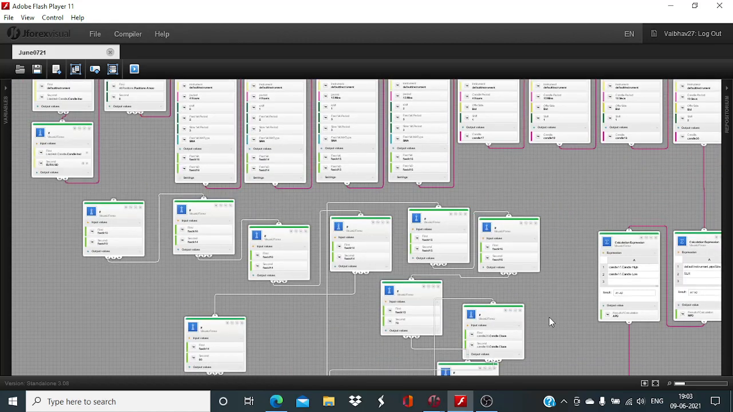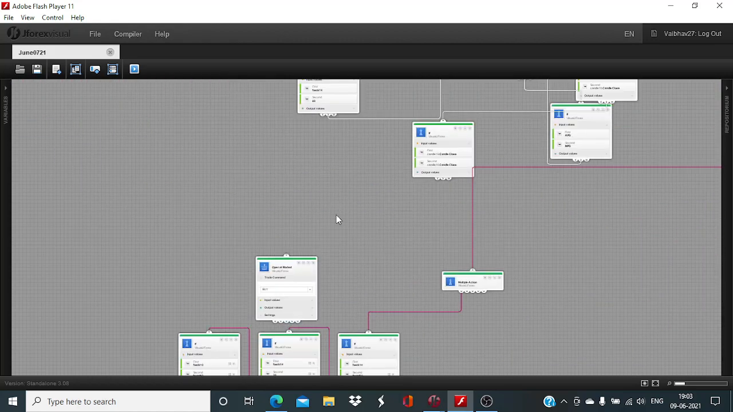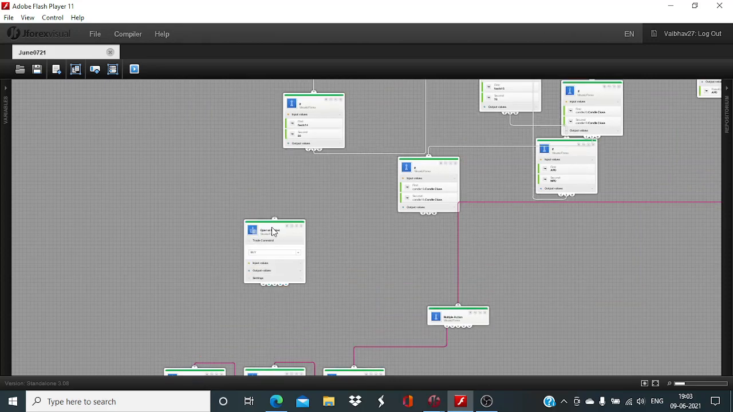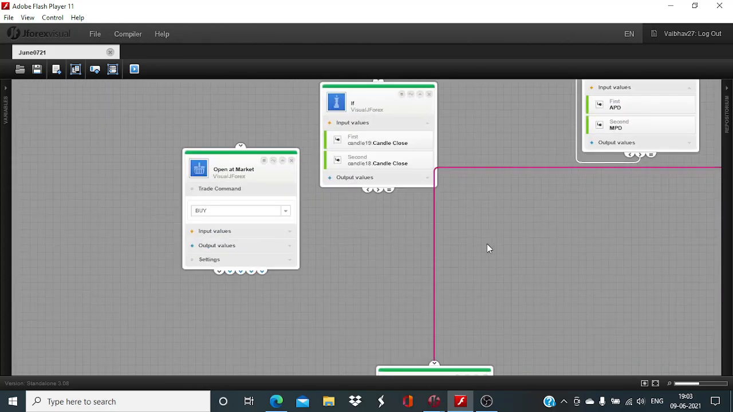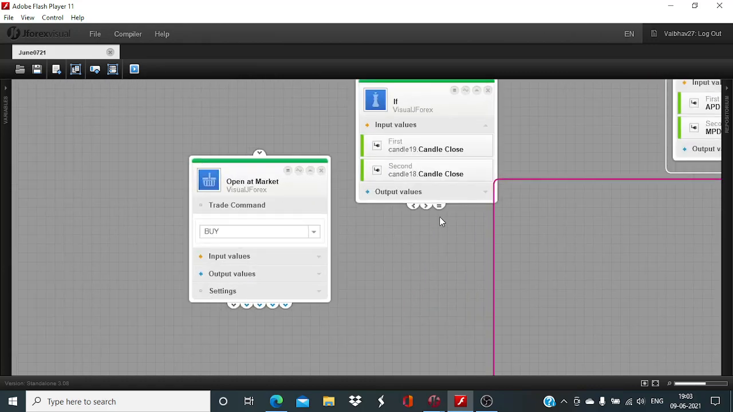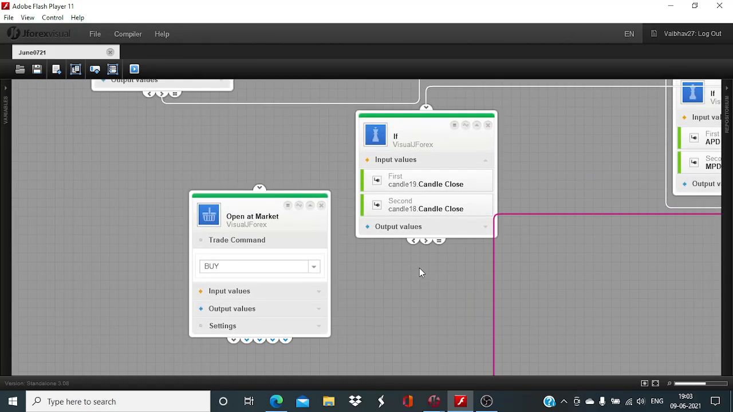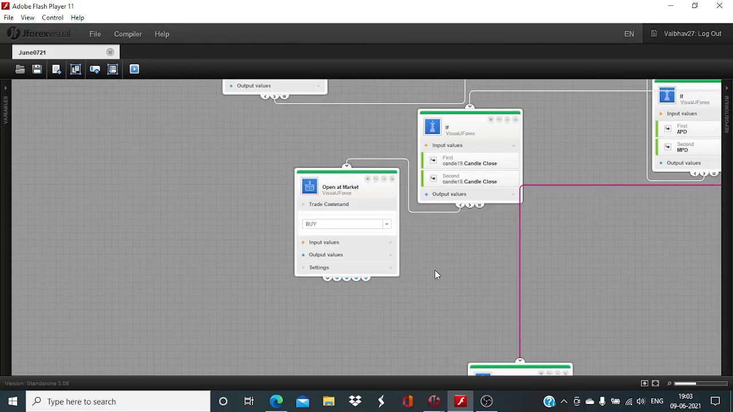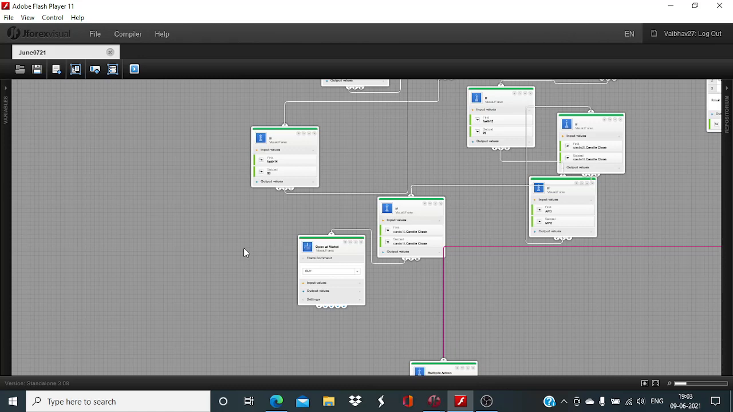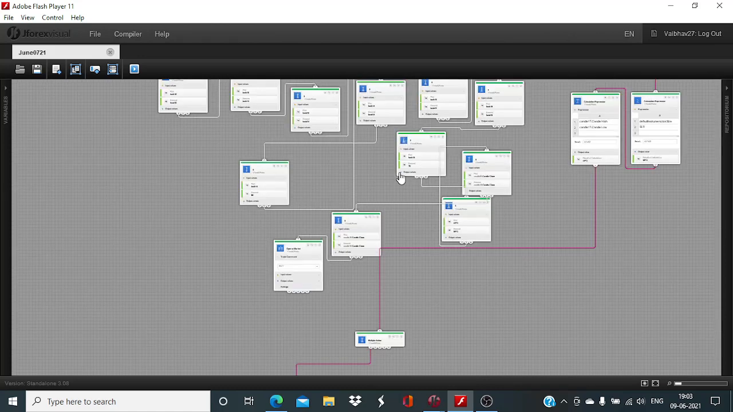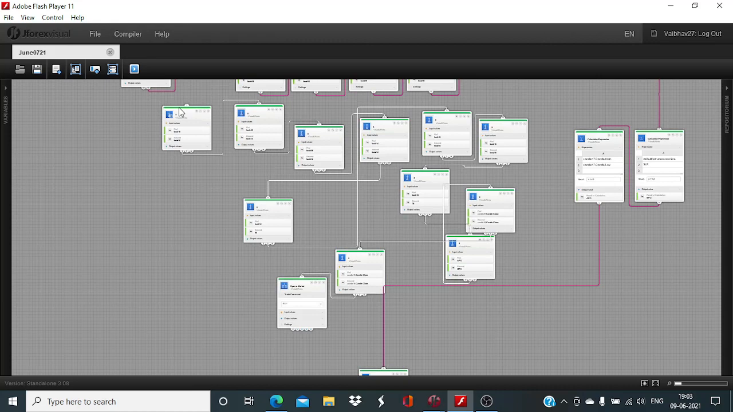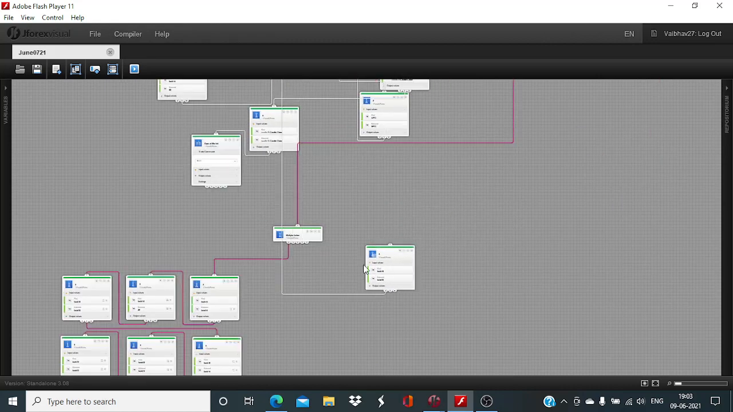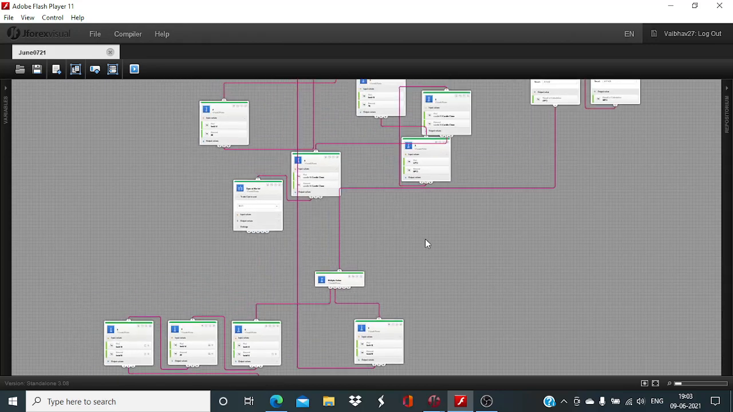Now we have to join this to the open at market block, and here it is. Since we are using open at market, as soon as the conditions get fulfilled, the trade order will be placed. First input less than second input. And before defining the parameters of this trade command block, in a short moment I will arrange these blocks and join it here. Okay, that's much better.